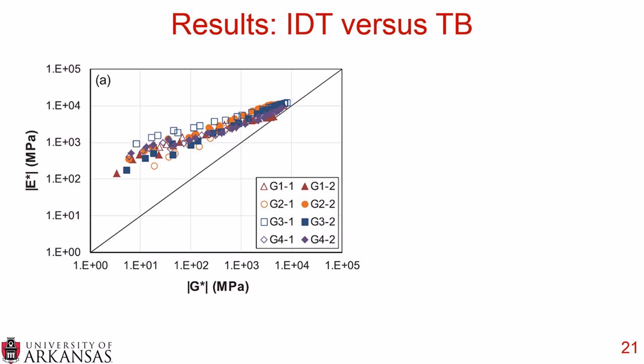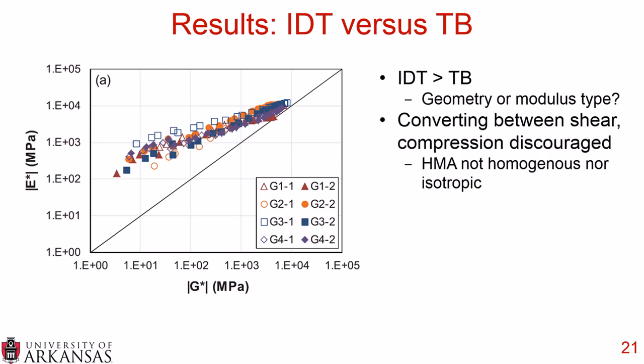You can see the IDT is E star, and that is on the y-axis. The torsion bar is G star, it's a shear modulus, that is on the x-axis. And you can see here the IDT is always greater than the torsion bar. So our E star modulus is always greater than our G star modulus. And could this be a function of geometry or the modulus type? These are two different things that it could be a function of.